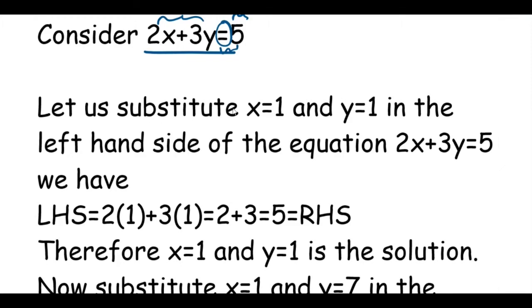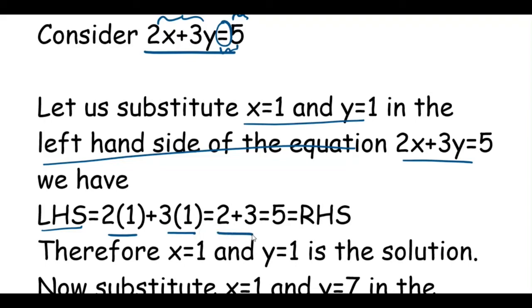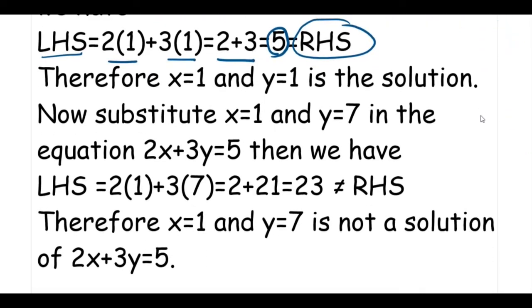Now let us substitute x equals 1 and y equals 1 in the left hand side of the equation 2x plus 3y equals 5. We have left hand side equals 2 times 1 plus 3 times 1, which gives us 2 plus 3, which equals 5. And note that the right hand side is also equal to 5 in the given equation. Therefore, we can say that x equals 1 and y equals 1 is the solution of the equation 2x plus 3y equals 5.